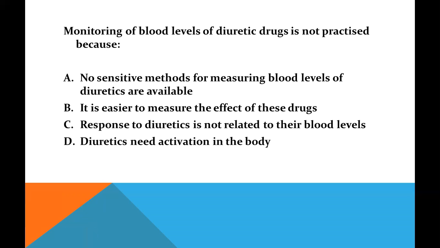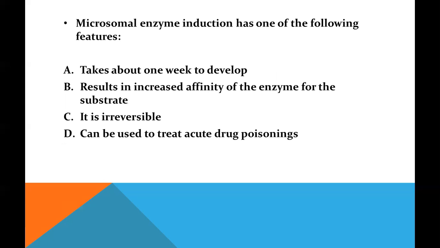The next question is, monitoring of blood levels of diuretic drugs is not practiced because, the options are: no sensitive methods for measuring the blood level of diuretics are available; it is easier to measure the effect of these drugs; response to diuretics is not related to their blood levels; and option D, diuretics need activation in the body. So the correct answer is option B. It is easier to measure the effect of these drugs. Now moving to the next question.